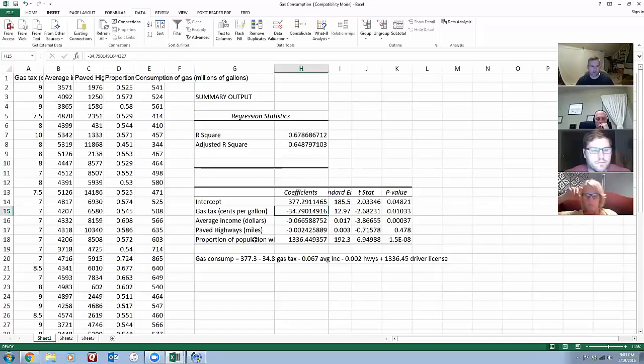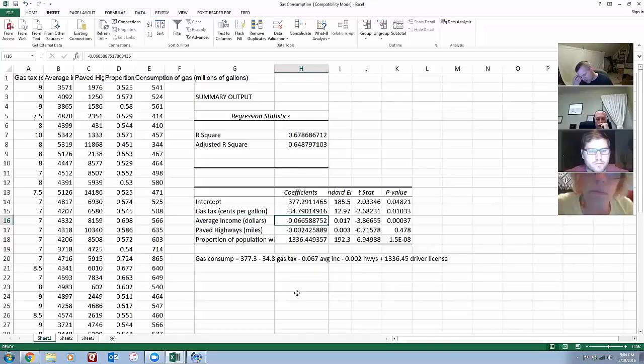The portion of the population with a driver's license, well, I would presume that if more people have a driver's license, then there should be more gas consumption. So when I see a positive coefficient there, that makes sense to me. That's good. And a bunch of you mentioned that you would have thought that when incomes go up, people should consume more gas, because we would presume that gasoline consumption is a normal good. We do see that its coefficient is negative, so that's a little weird.